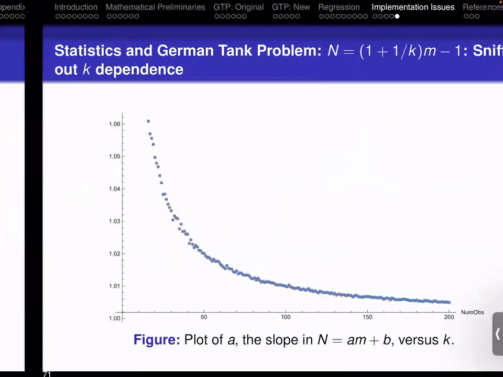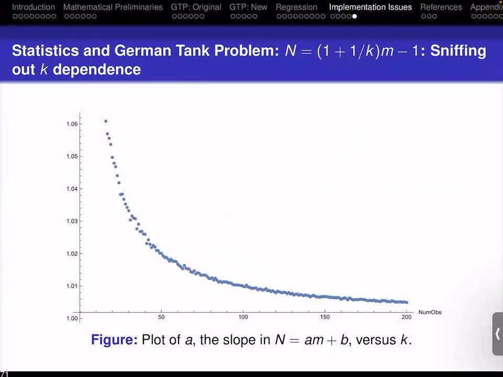So the last one I really want to talk about today is what if we didn't know that n was supposed to be m times 1 plus 1 over k? How could we try to figure this out? So what we can do is for each choice of k, so k is going to be my x-axis, the number I'm observing, I'm going to plot the best slope. I'm going to write n is equal to a times m plus b, where a is going to be a function of k.